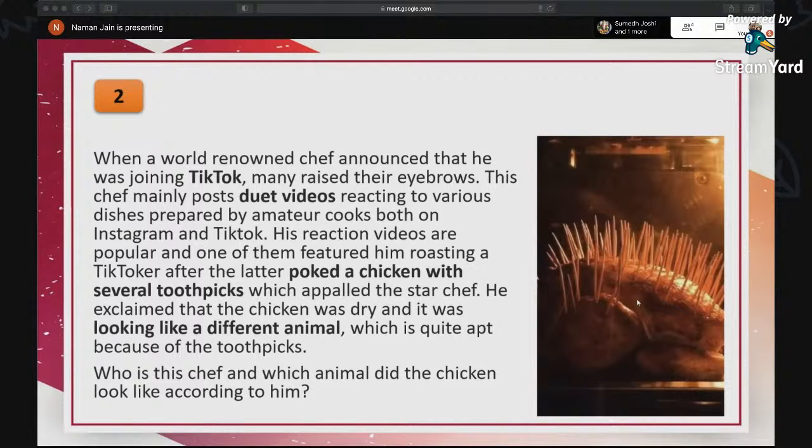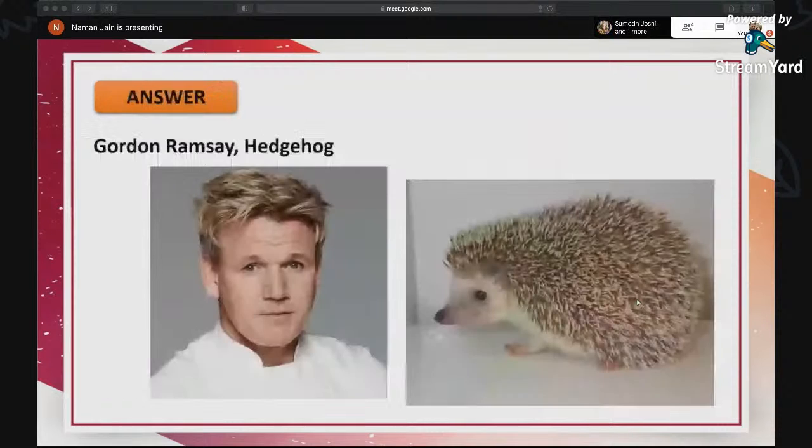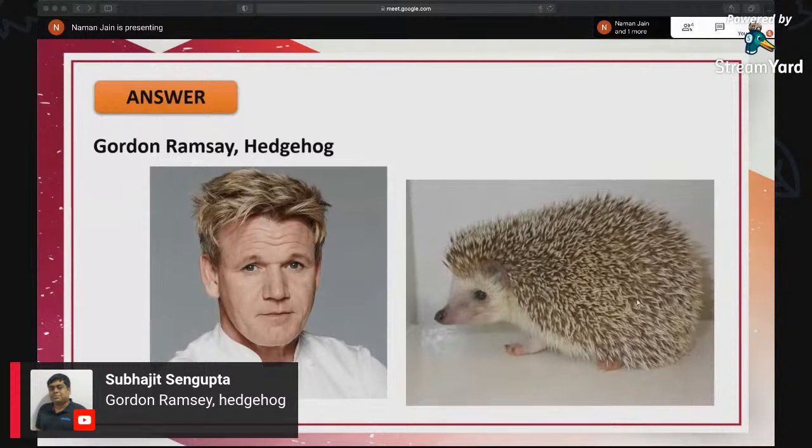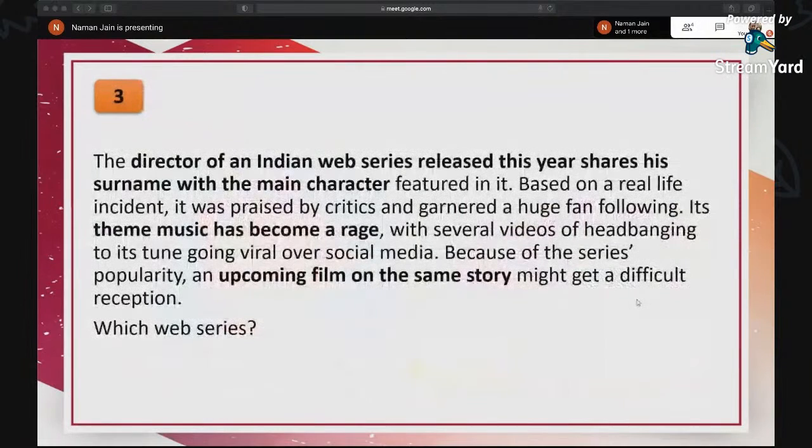Gordon Ramsay, hedgehog, says Shubhojit. Same answer by Arun and Prem. Yeah. So the chef is Gordon Ramsay and the animal is hedgehog. No points for porcupine. So Gordon Ramsay and hedgehog will fetch you complete points and 0.5 if you get either of it correct. So yeah, moving on. Question number 3.